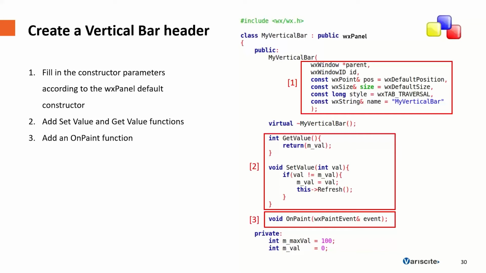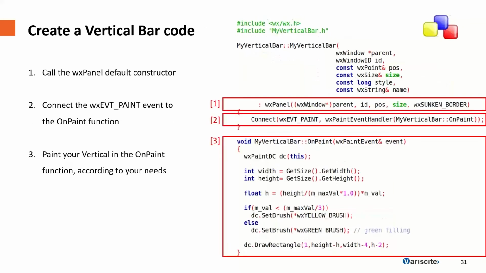This is the header file. Let's see what happened for the C++ part. So we will have the call to the wxPanel default constructor. We will have the onPaint function that we will populate with the code that we need. And we can finally paint this vertical bar according to our needs.